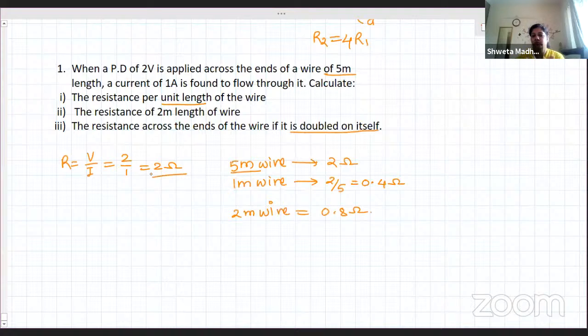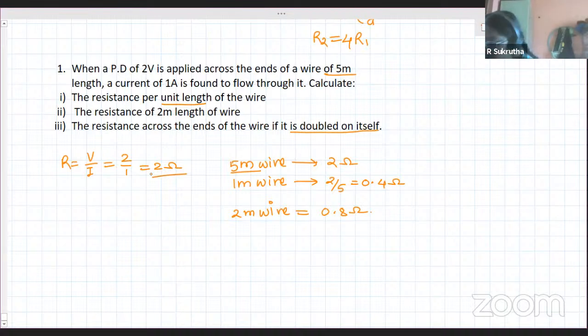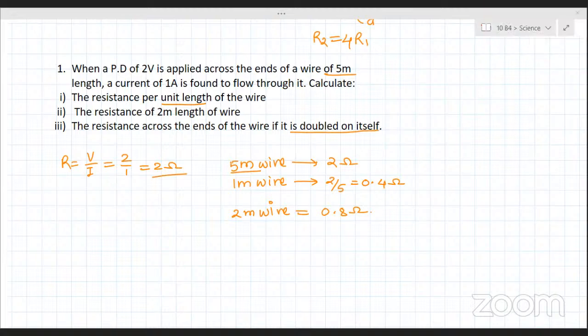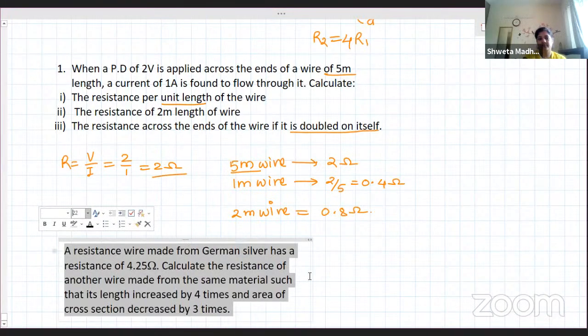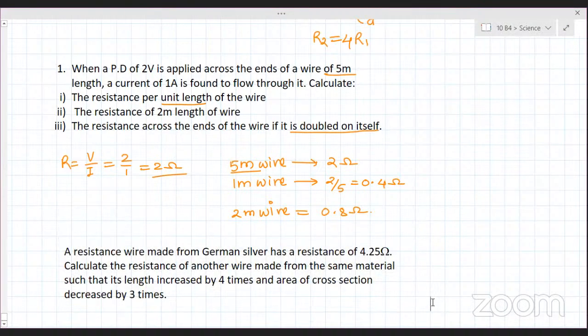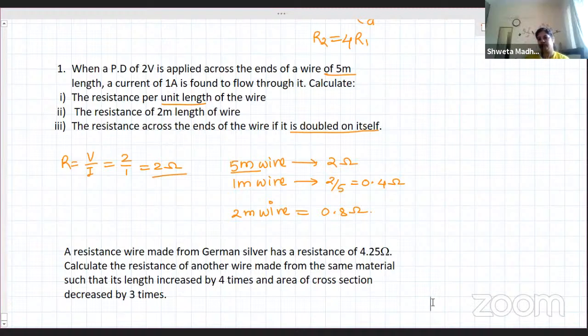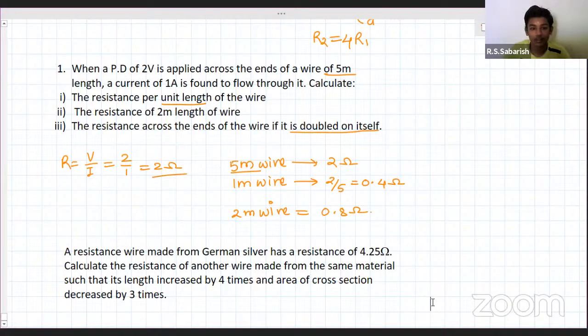What is the answer for the third one? 0.5. It will become 1/4, right? Third one is left. It's the same as the earlier question, no? It is doubled on itself.